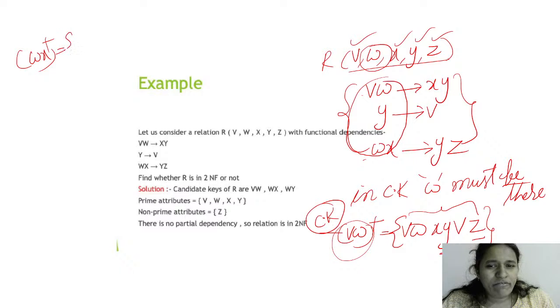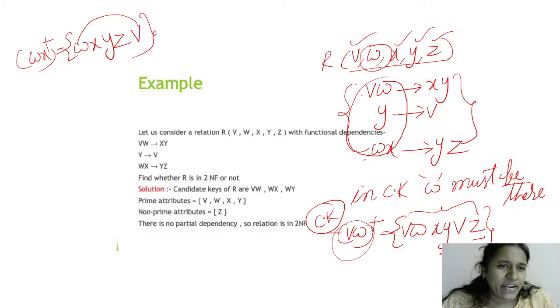What is the closure of WX? WX, we will get WX. WX is determining YZ. Y is determining V, and VW is determining XY. Okay, Y is determining V. Yes, here itself we got all: X, Y, V, W, X, Y, Z. Then WX is also a candidate key.